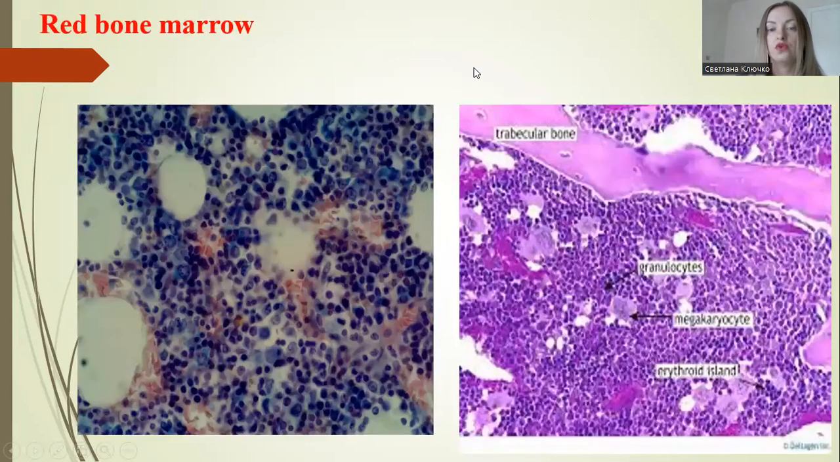Also light optical views of red bone marrow, stained by hematoxylin and eosin. Stroma, blood capillaries, fat cells, adipose cells, and lymphoid and myeloid tissue. Look on the left side, you can see bone trabecule, granulocyte islets, megakaryocyte, precursor for platelets, erythroid island.